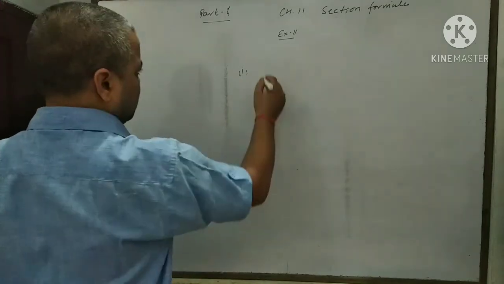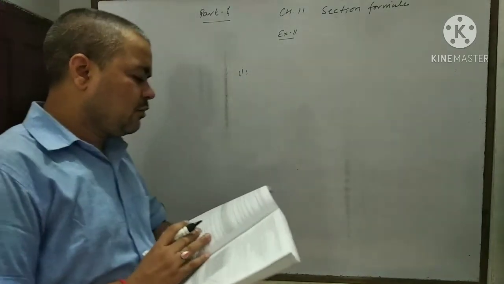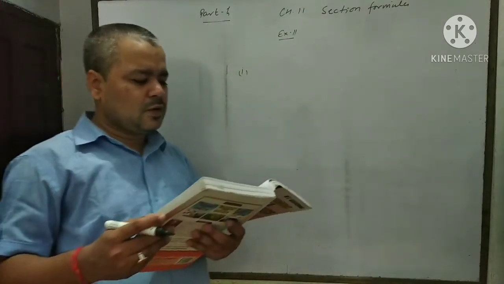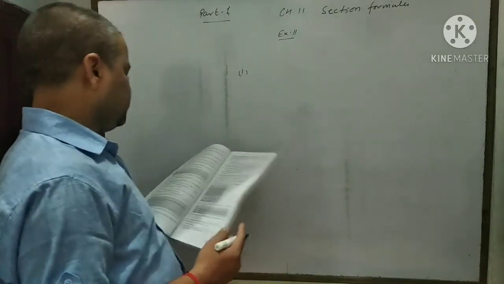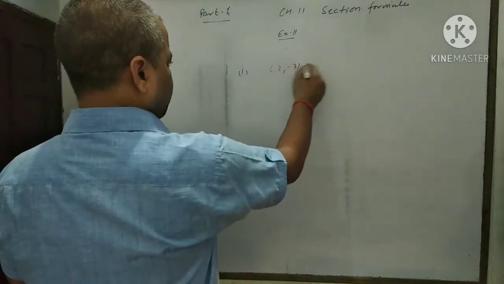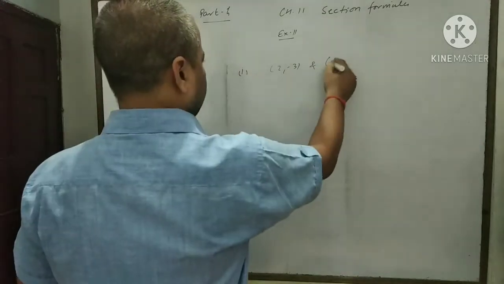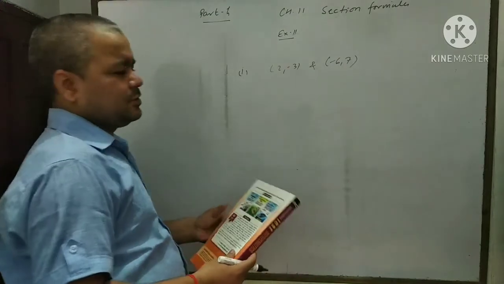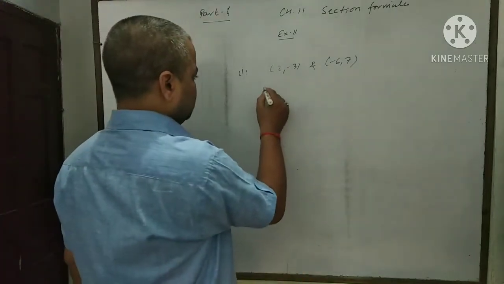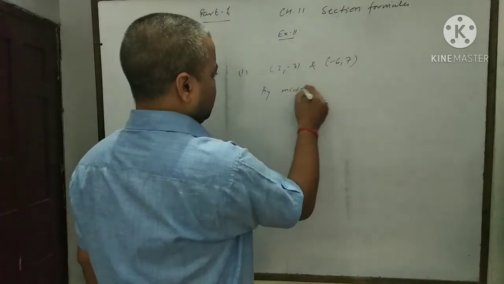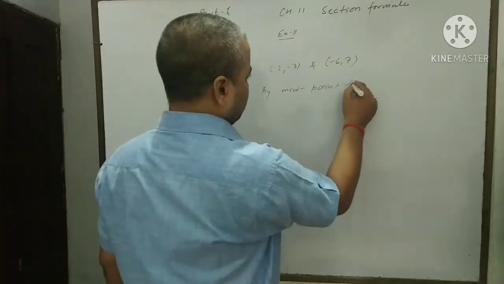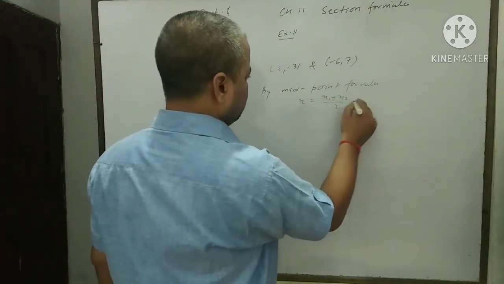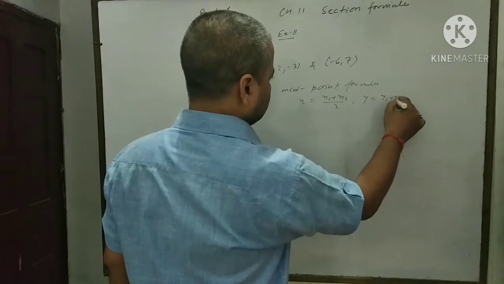We have to find the midpoint. The question is, find the coordinates of the midpoints of the line segment joining the following pairs of points. Here 2, -3 and -6, 7. We have to find its midpoint. So by the midpoint formula, x is equal to x1 plus x2 by 2 and y is equal to y1 plus y2 by 2.